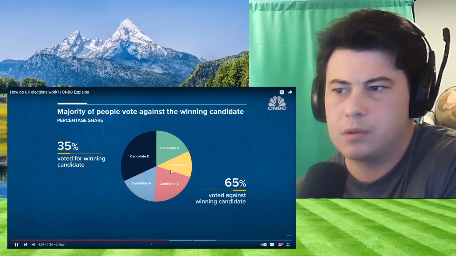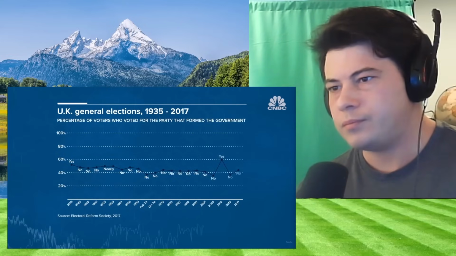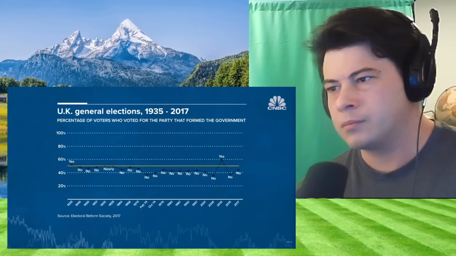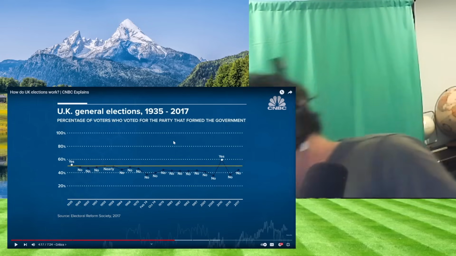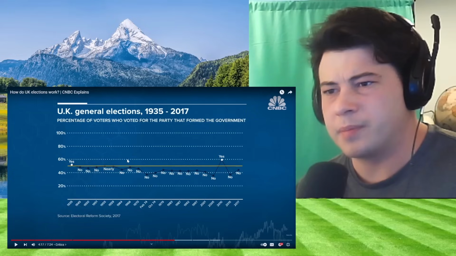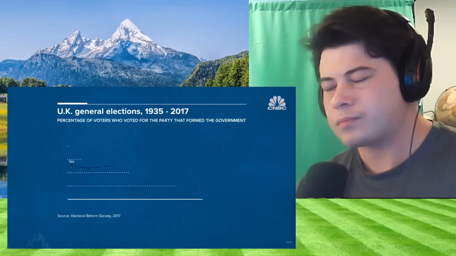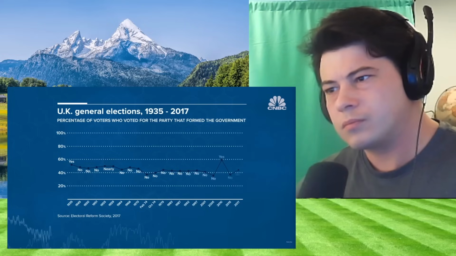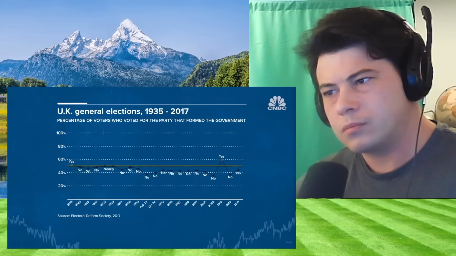The electorate. In fact, of the 21 general elections between 1935 and 2017, the majority of voters only voted for parties that form the government on two separate occasions.